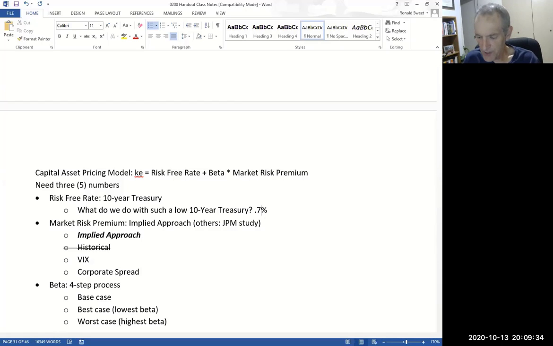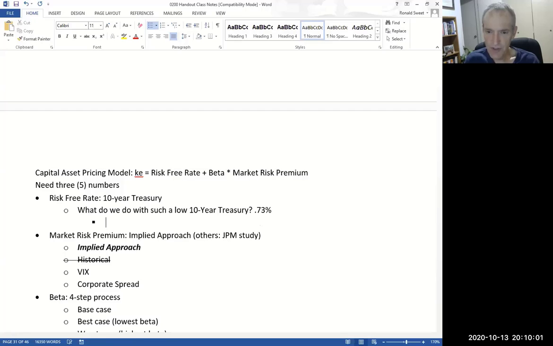Remember, the lowest 10-year treasury rate we've ever had in U.S. history prior to 2020 was above 1%. The 10-year treasury has never been below 1% in its entire history for 200 and whatever years it is. And then suddenly in 2020, we got it down to 0.5%. So just ridiculously low numbers. What do we do with this?